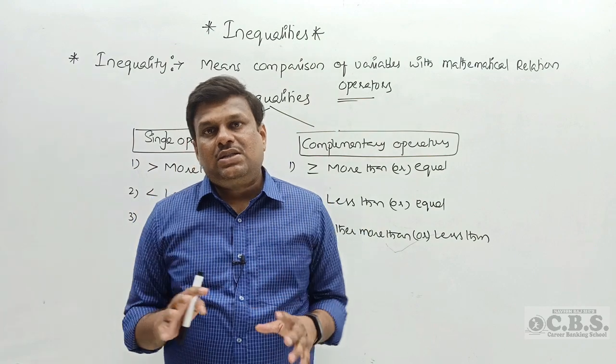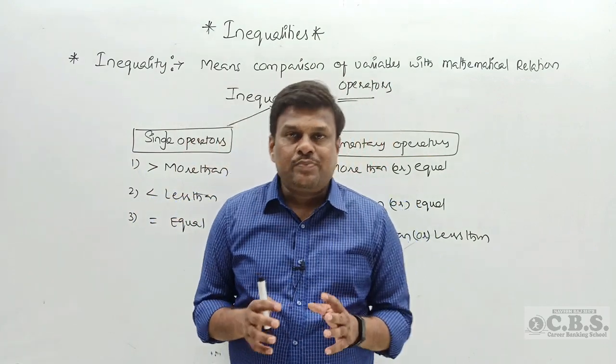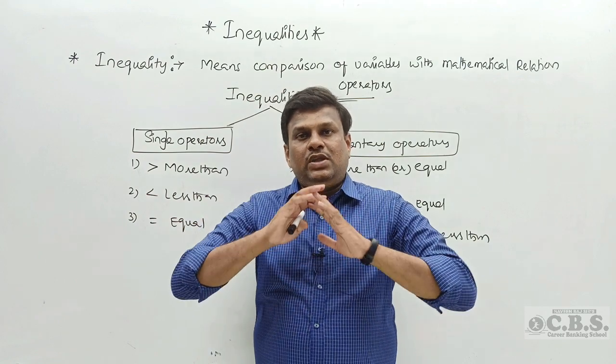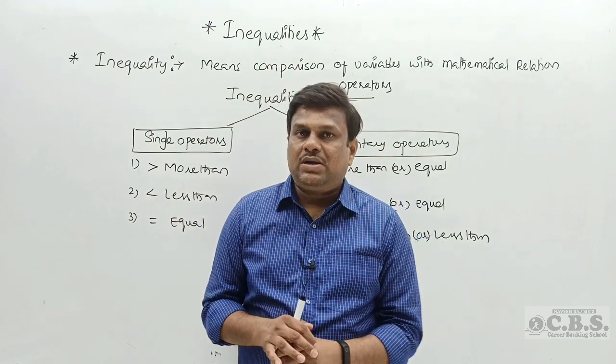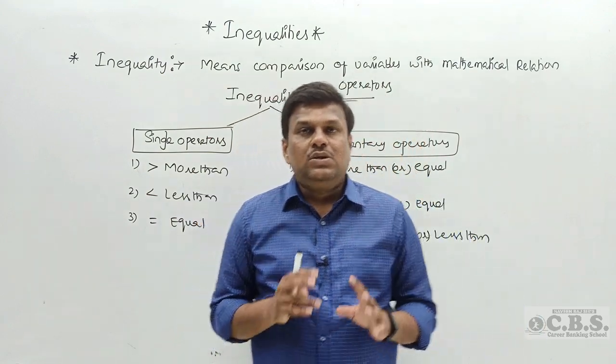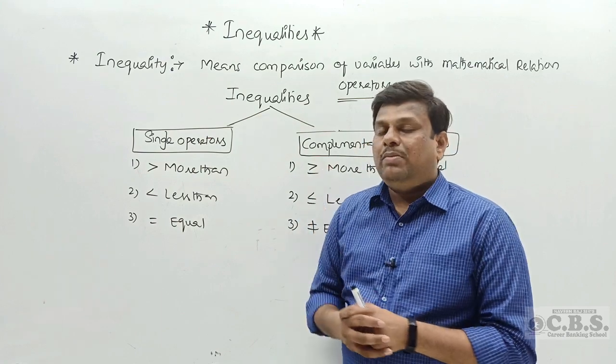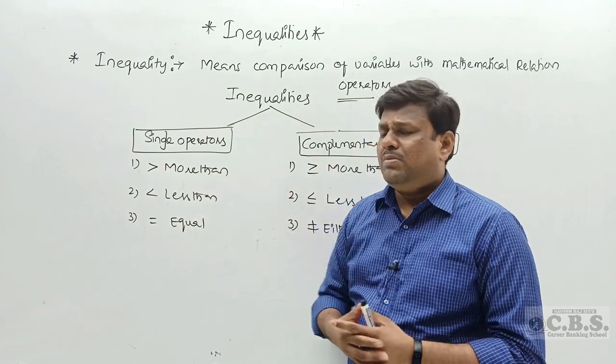Inequalities basically depend on the statement build up, only on the statement build up. So that's why we need to get a good grip on statement types also. And how many types of inequalities do we generally have? There are 2 types. One is single operator inequalities and the other is complementary inequalities, nothing but direct complementary inequalities.